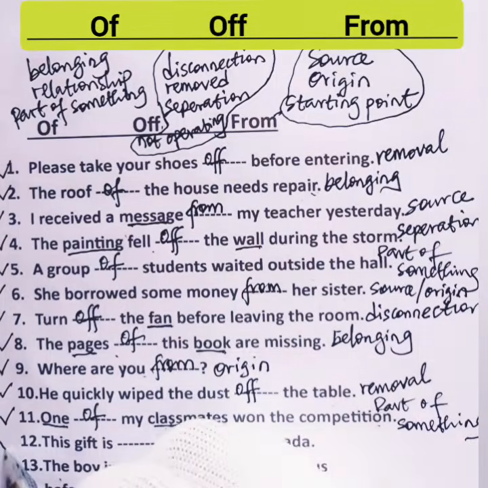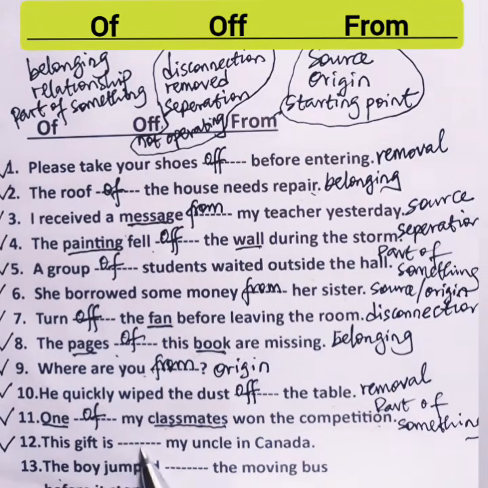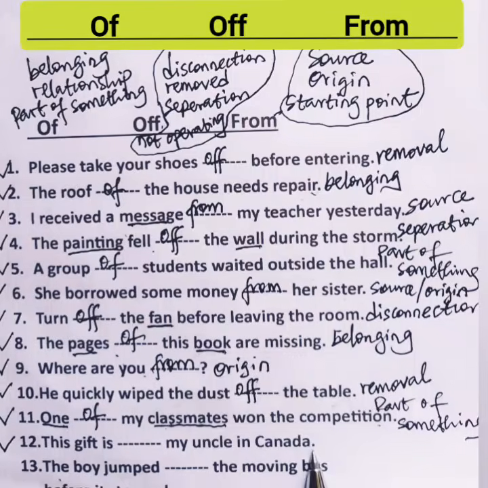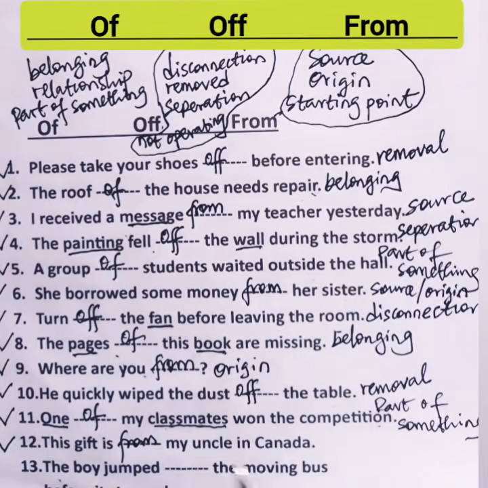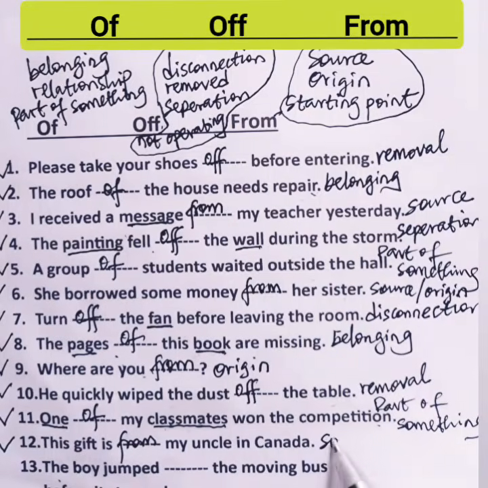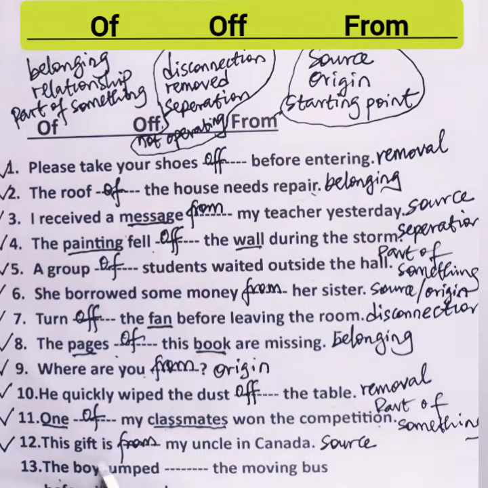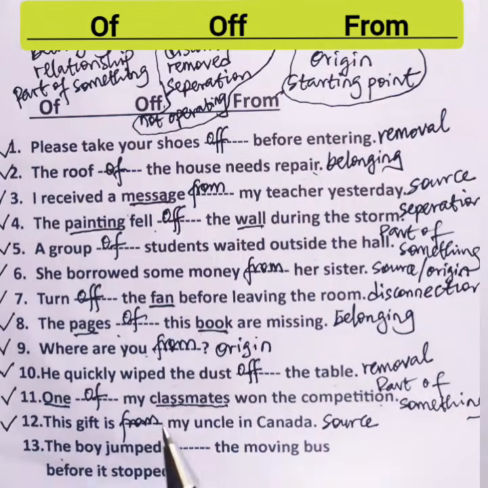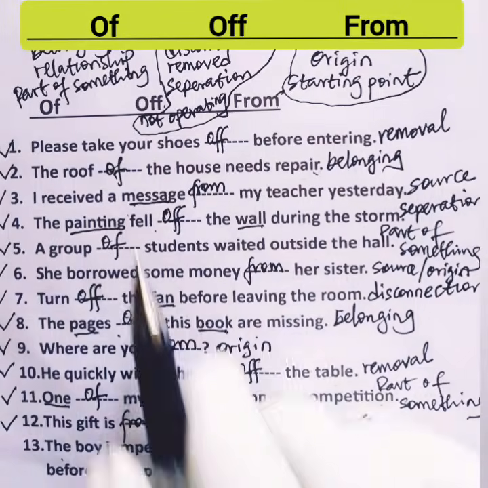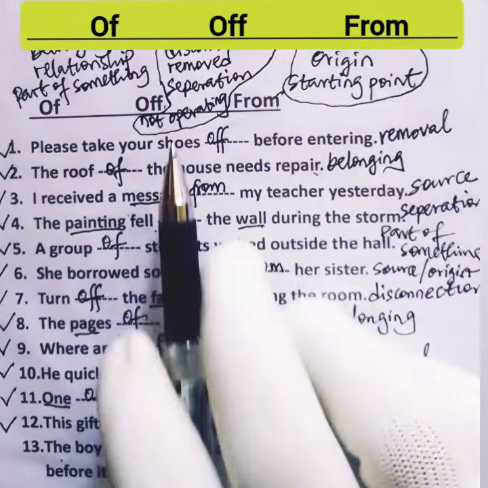Next is number 12. This gift is blank my uncle in Canada. From my uncle in Canada. This shows source also. It came from my uncle in Canada. Now the last one, what I want you to do for me is make your own sentence in the comment section using any of these prepositions, okay?